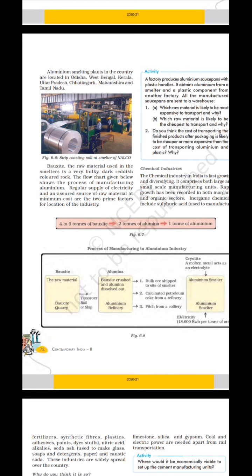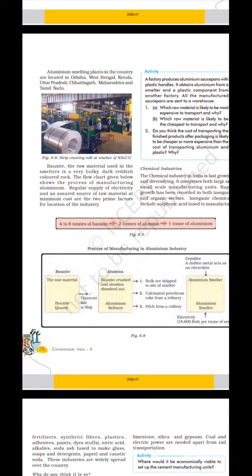A factory produces aluminium saucepans with plastic handles. It obtains aluminium from a smelter and a plastic component from another factory. All the manufactured saucepans are sent to a warehouse. Which raw material is likely to be most expensive to transport and why? Which raw material is likely to be the cheapest to transport and why? Do you think the cost of transporting the finished product after packing is likely to be cheaper or more expensive than the cost of transporting aluminium and plastic? Why?